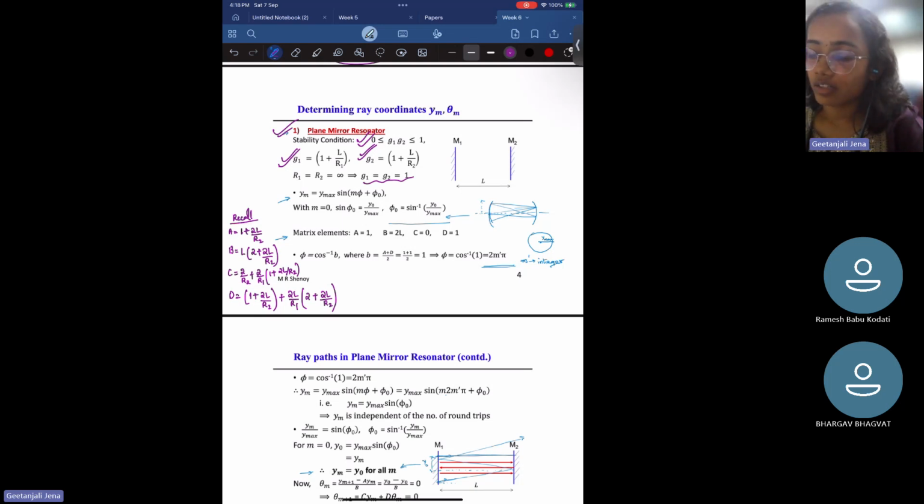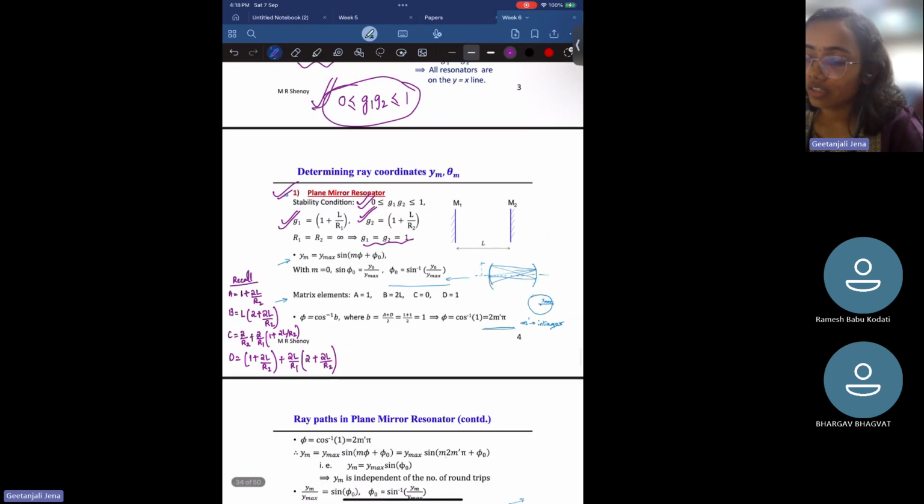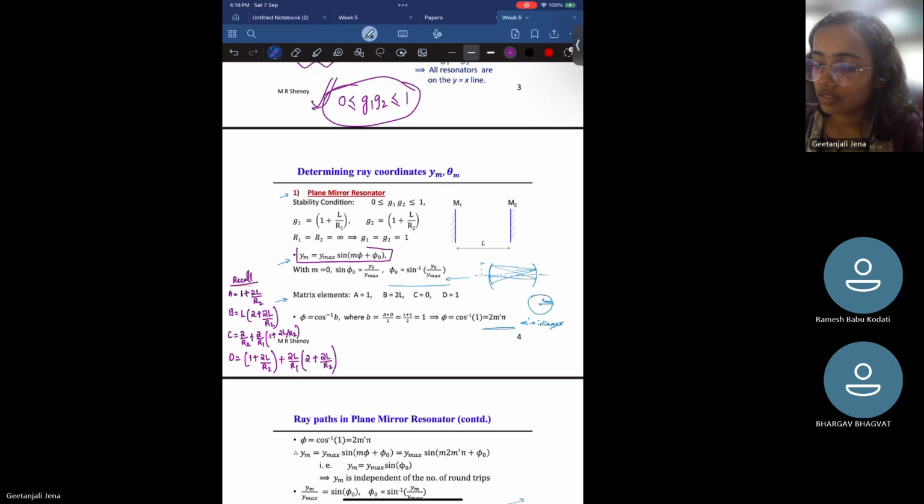Now we've seen the solution for the position of the ray in this mirror resonator. We have seen it is harmonic. And in the earlier lecture, by taking a trial solution, we saw we can write the position of the ray in this form. So Ym is equal to Ymax sin(mφ + φ0), where Ymax is the maximum position that the ray can go from the optical axis.